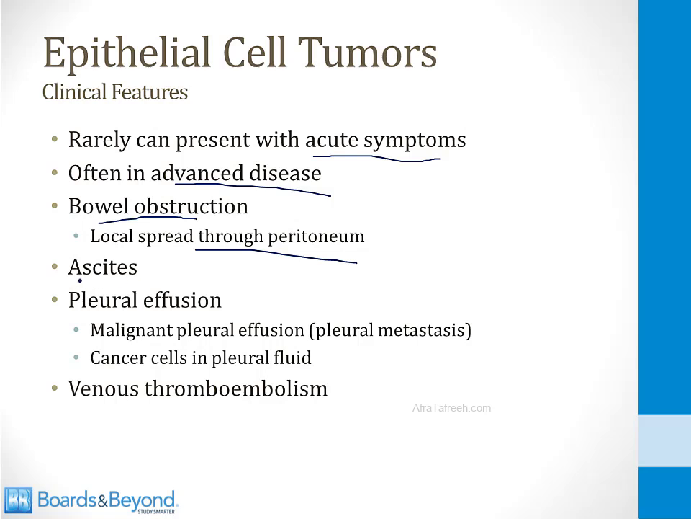Other times, women can present with ascites or a pleural effusion. The pleural effusions are malignant pleural effusions from pleural metastasis, and there are cancer cells in the pleural fluid. And then finally, sometimes women present with a DVT or a pulmonary embolism, a venous thromboembolism. That's because these cancers represent a hypercoagulable state, and sometimes the first time the woman's aware she has the malignancy is when she develops a blood clot.